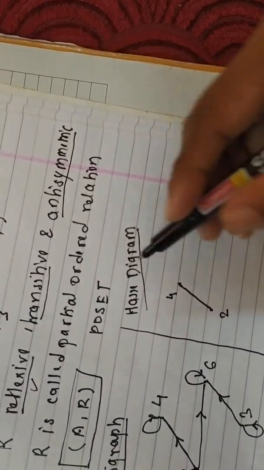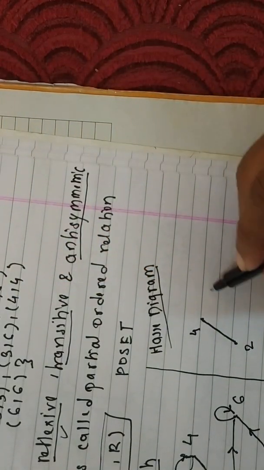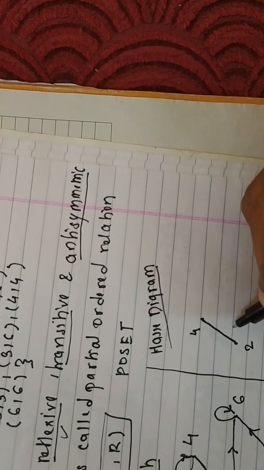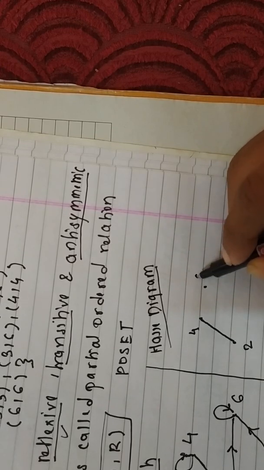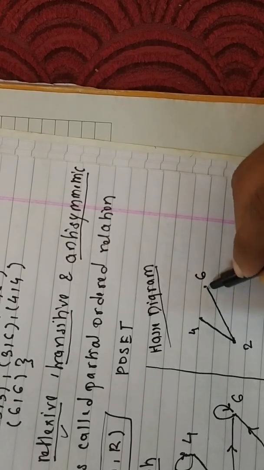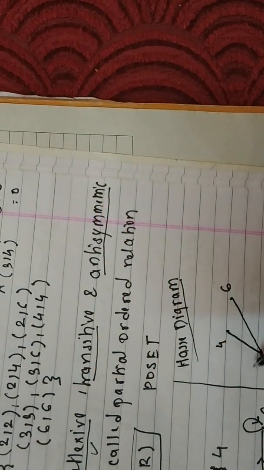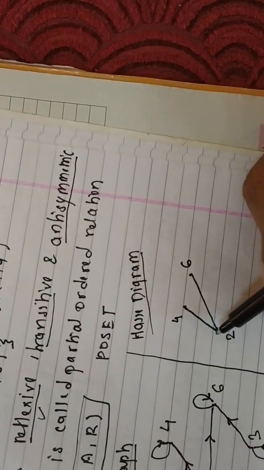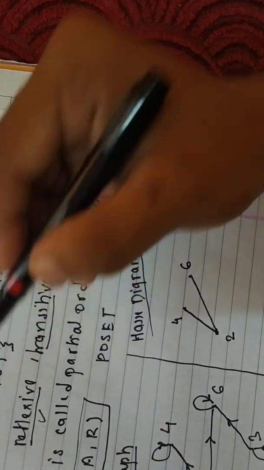Then 2 to 6 is also there. So 6 we have to mention somewhere above this 2. Suppose this is 6. So 2 to 6. This element I have mentioned. For 2, no need to give a loop because this is a Hasse diagram. Then 2 to 4, then 2 to 6. Now 3.